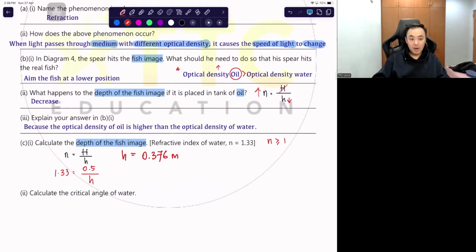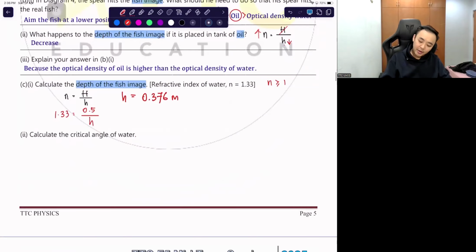Can I continue one more? All right, let's finish up this picture. We calculate the critical angle. The formula for critical angle is n equals 1 over sine C. You want to look for this one, C. So n is 1.33 still, equals 1 divided by sine C.